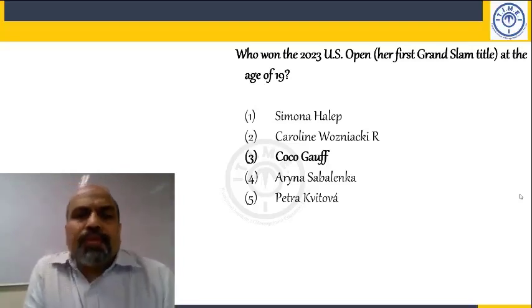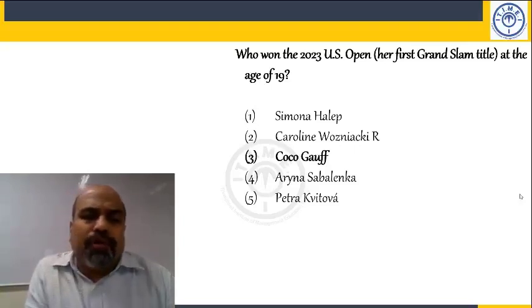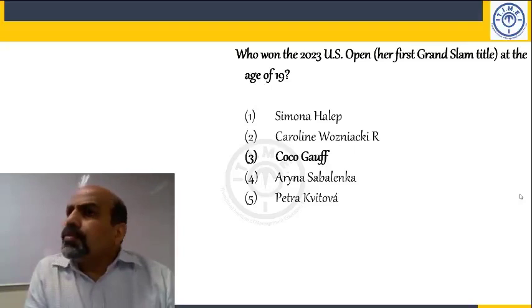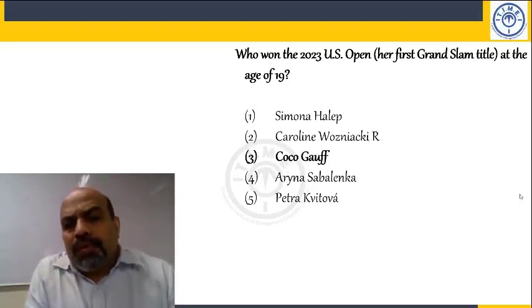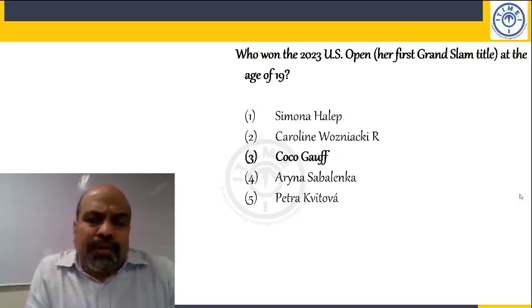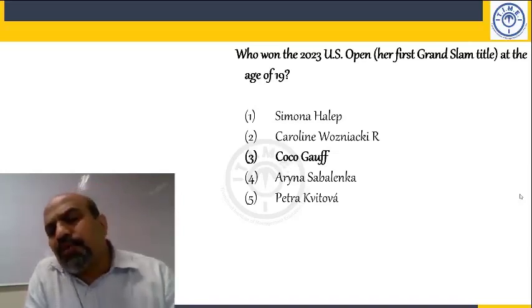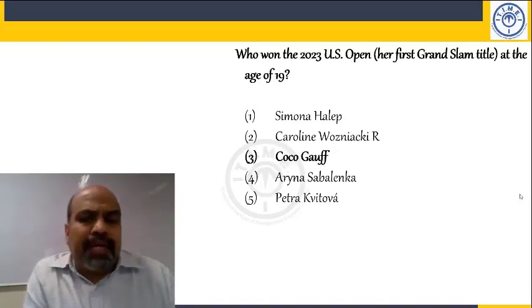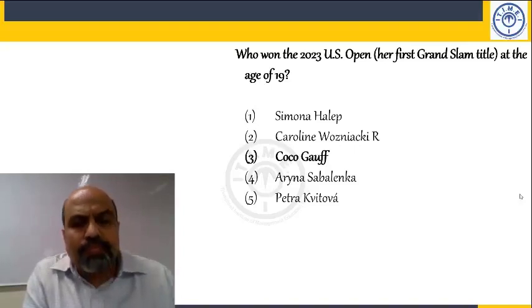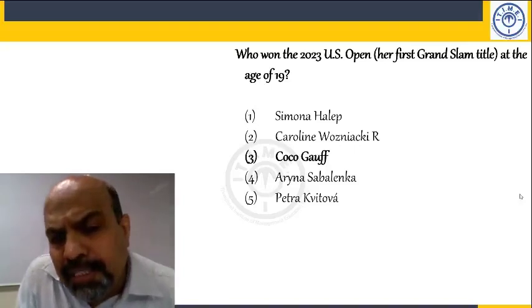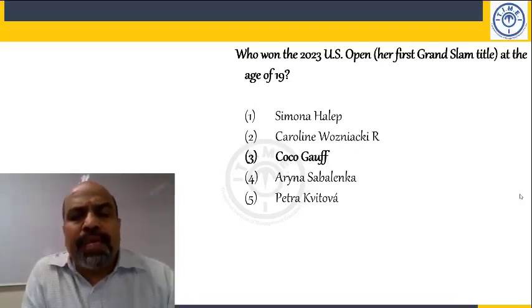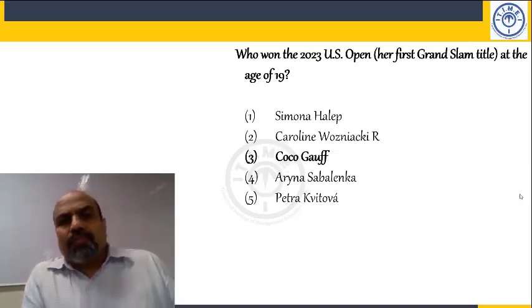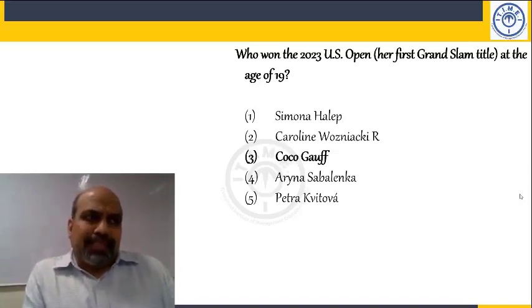Next, women's singles. Coco Gauff of US. Choice 3. Coco Gauff of US beat, I don't know whether I should give you the name of the runner-up, but okay, chalo, for singles we will take it. Look at choice 4. Arina Sabalenka. So Coco Gauff defeated Arina Sabalenka of Belarus. Belarus.